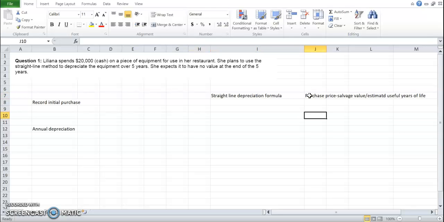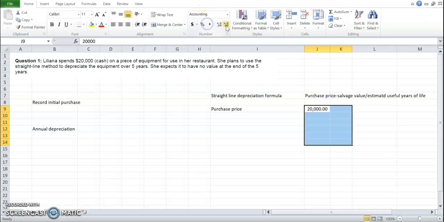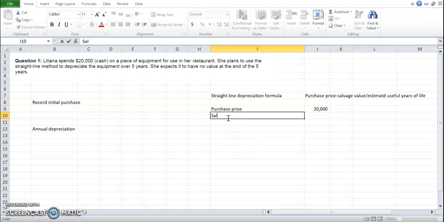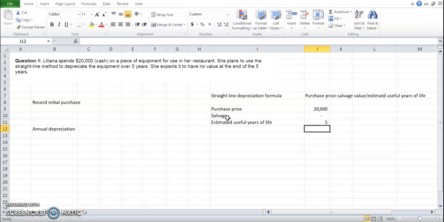So what is our purchase price? Our purchase price is $20,000. And our salvage value is 0 because it says it has no value at the end of 5 years, so we know it's 0. And the estimated useful years of life is 5 years. So let's go back to our formula. It's going to be 20,000 minus 0 divided by 5.